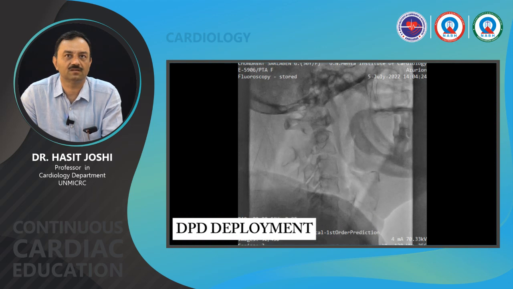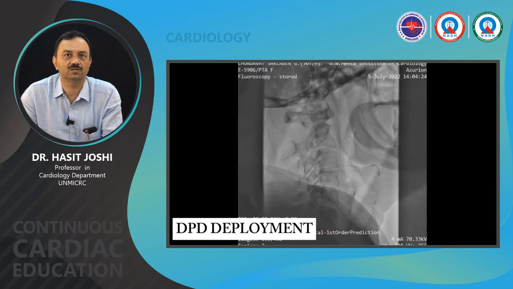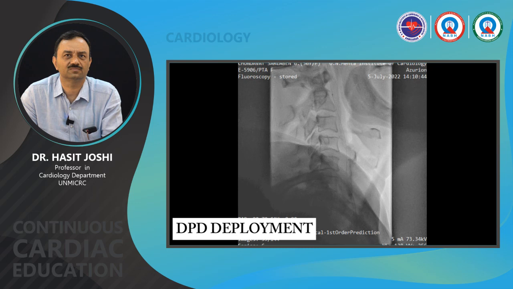This is how a spider is deployed. First you cross with your workhorse wire. Then the sheath is tracked on it beyond the lesion. Then the wire is removed. This is without the wire.